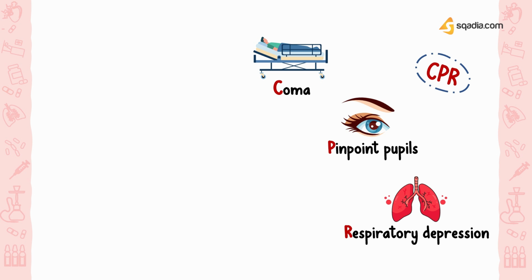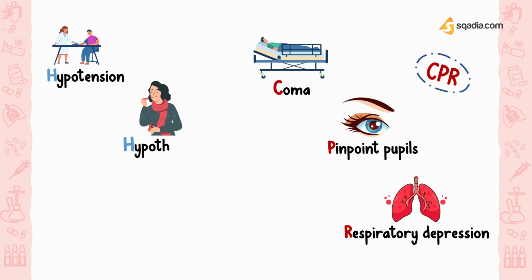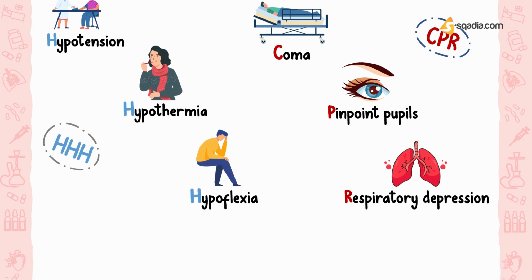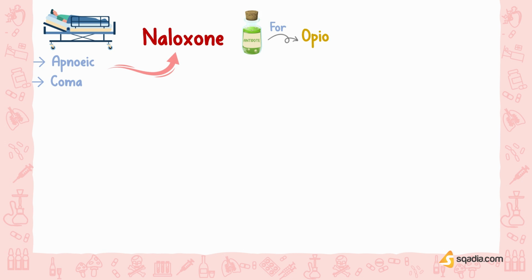While other presentations of opioid toxicity include hypotension, hypothermia, and hyporeflexia, which is a condition where muscles are less responsive to the stimuli. They are quite easy to remember, as all 3 start with the letter H. Now, patients who are apnoeic, meaning patients with temporary cessation of breathing, or in whom the cause for coma is in doubt, for example, possible trauma, should be given naloxone, which is a short-acting antagonist or antidote of opioids.